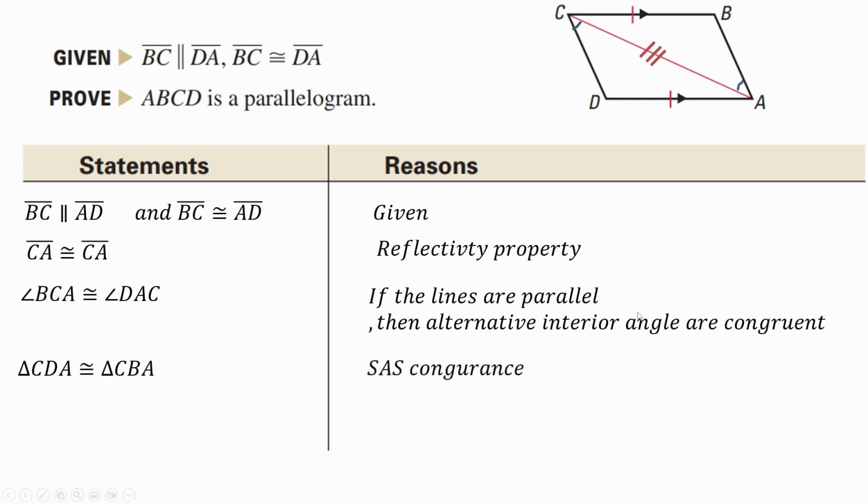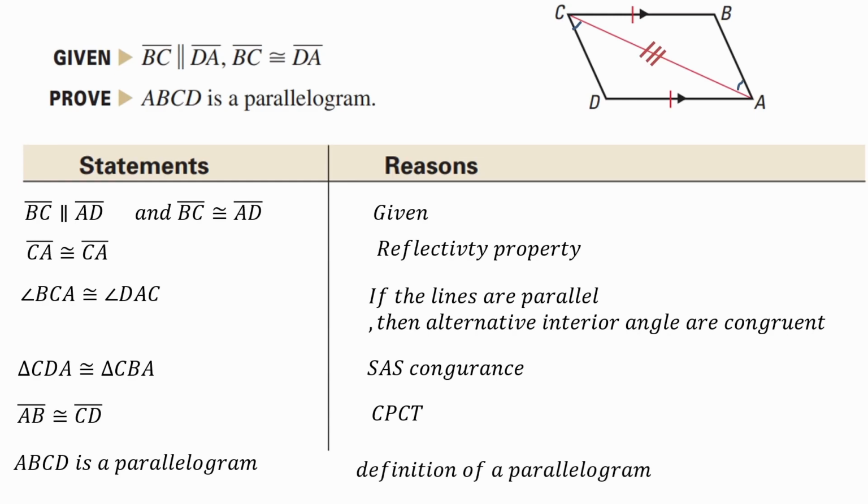Okay. Once we know that the triangles are congruent, then their individual parts are congruent. So we could say line AB is congruent to line CD by corresponding parts of congruent triangles, CPCTC. Then from there, we can say that ABCD is a parallelogram just based on its definition.